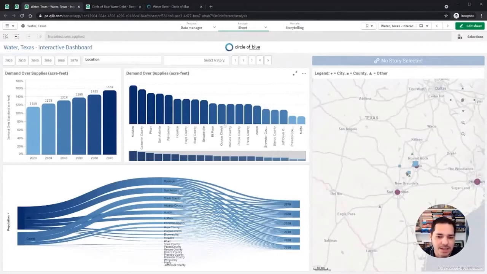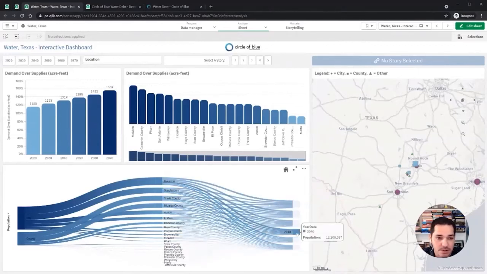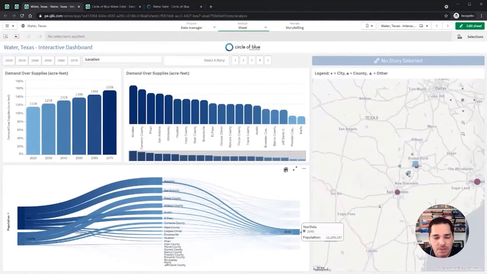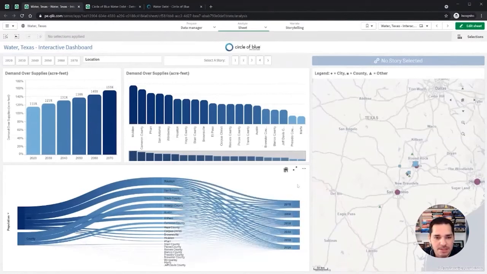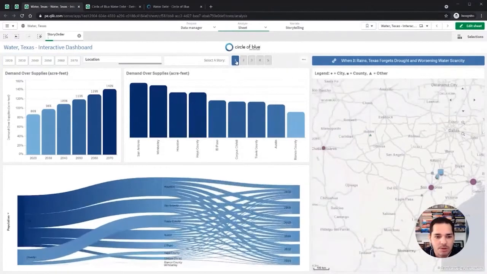And what we see is a decades-long study that, you know, we're in a particularly dire situation, even just less than a decade out. We see Houston, San Antonio, Travis County, all increasing their demand over the supply of water. And what's nice is that we've tied this to the various stories. In a multi-part series that Circle of Blue has, you can click on story 1. You can see the various counties and cities that we're talking about in the stories, and even link directly out to "When it rains, Texas forgets drought and worsens water scarcity."